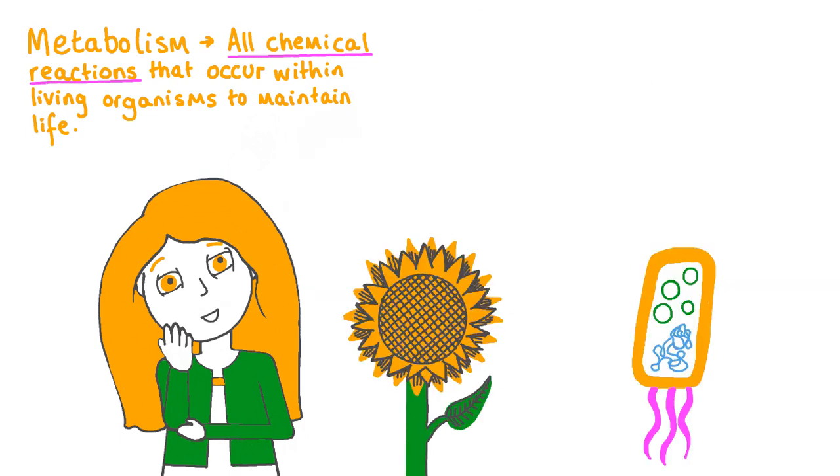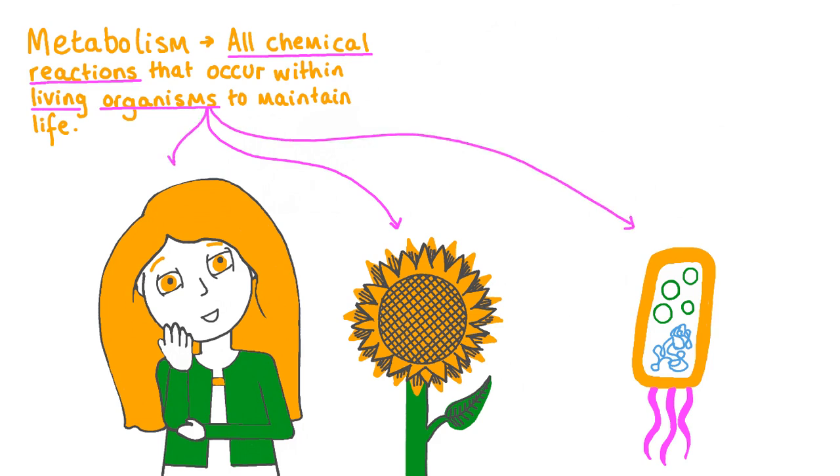Metabolic reactions occur in all living organisms. This sunflower has metabolic reactions occurring within it, as does a single-celled bacterium, and as do humans, like you and I. Metabolic reactions are occurring in all of your cells, all of the time, and your metabolism describes all the chemical reactions that occur within you that help you to maintain your life.